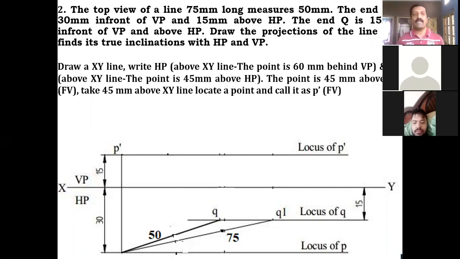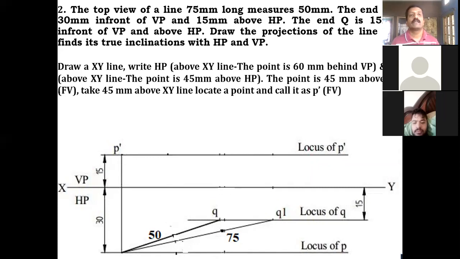Next, the end P is 30 millimeter in front of VP and 15 millimeter above HP. That means the one end of the line is P. He has given it is 15 millimeter above HP. You take 15 millimeter above XY line, draw a horizontal projector line, call that the locus of P dash, and locate one point on that and call that P dash.